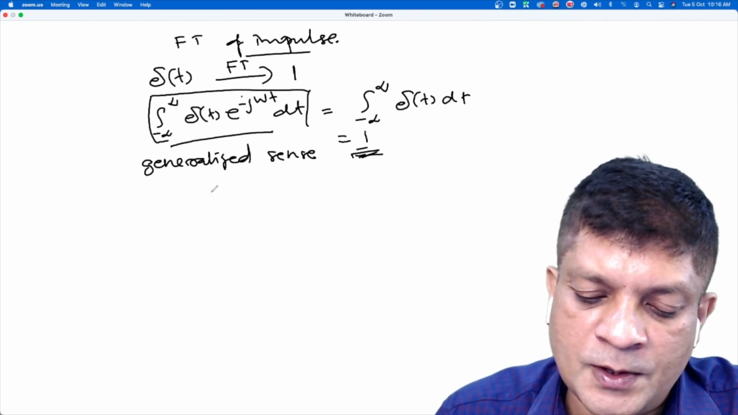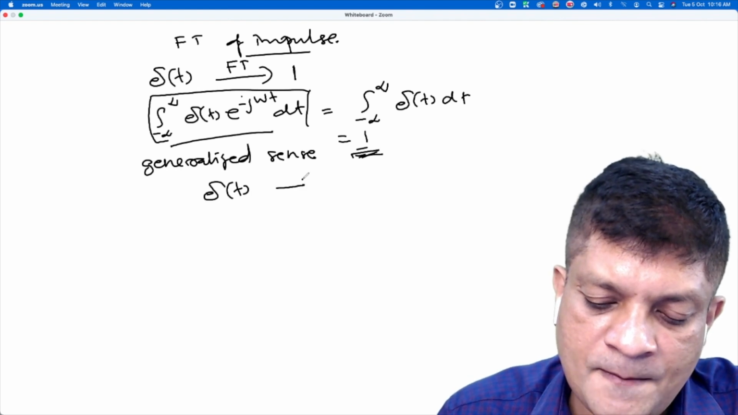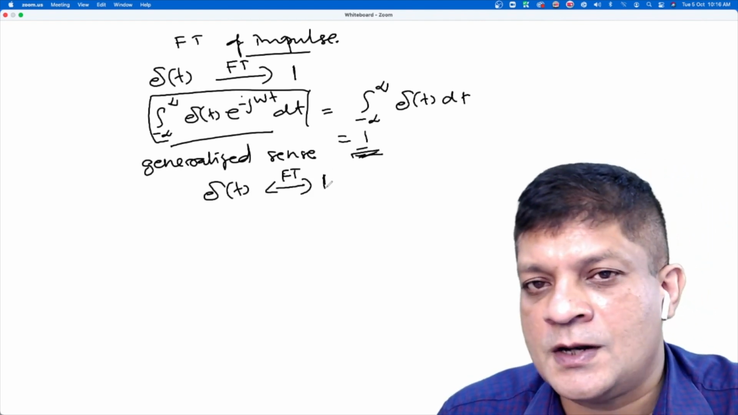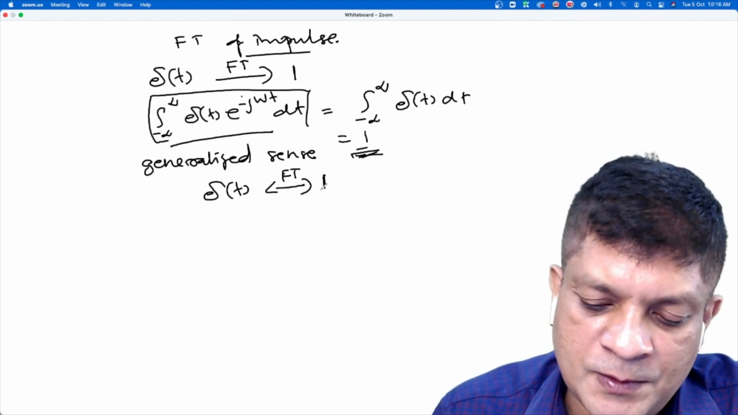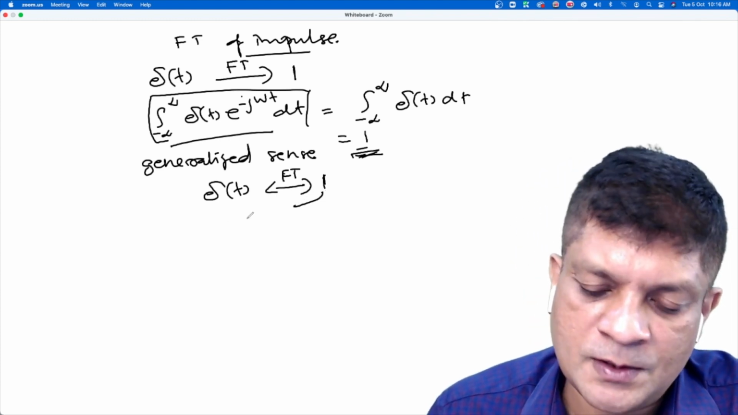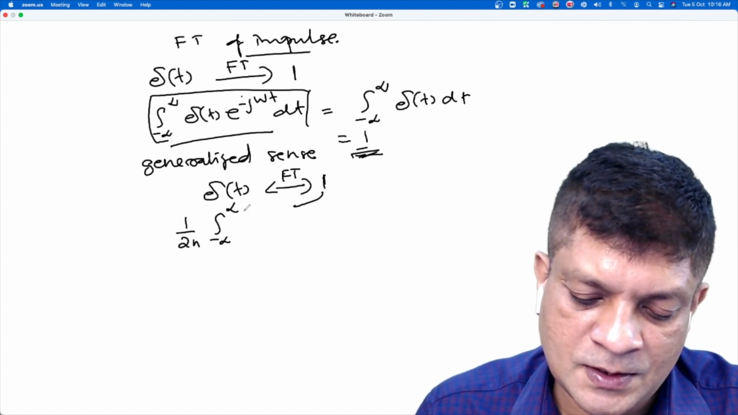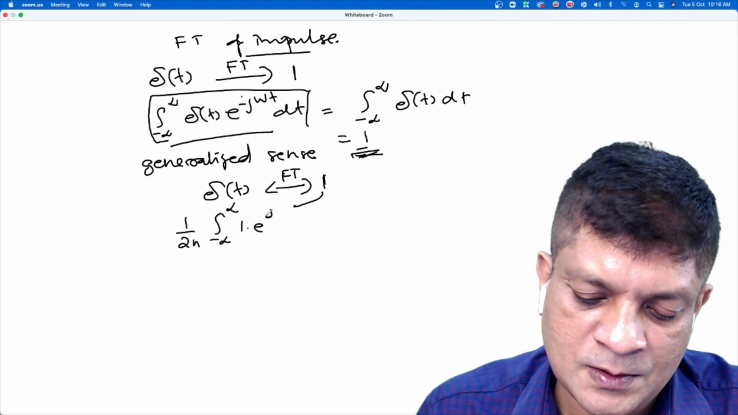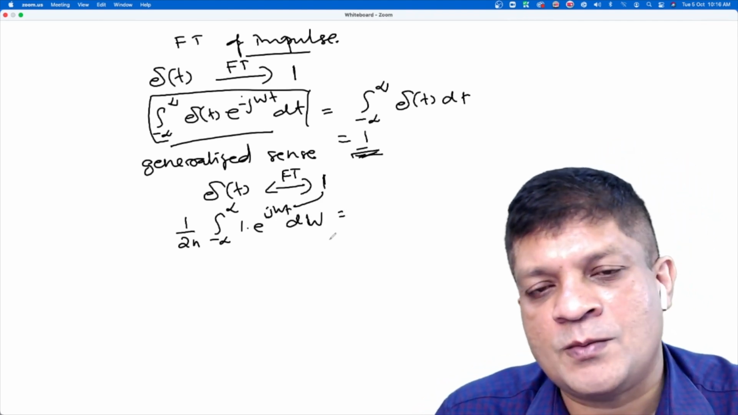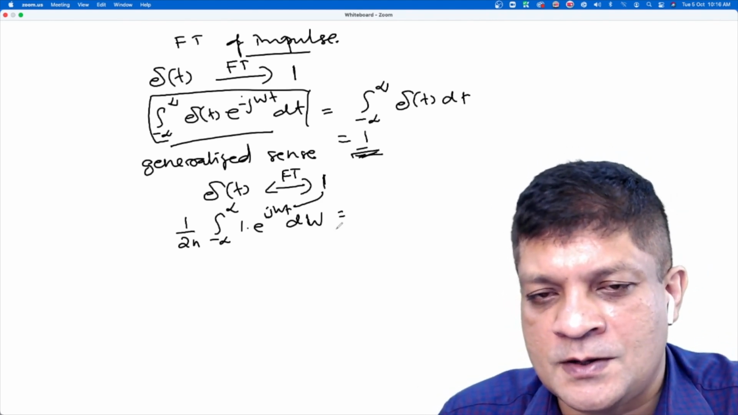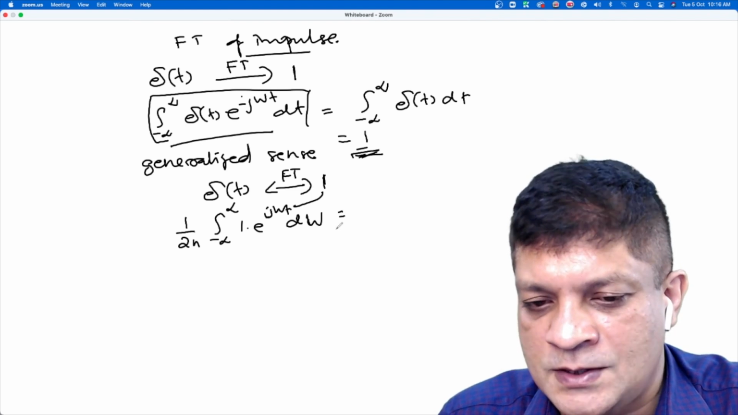Okay. This Fourier transform pair, delta t and 1, is in the generalized sense. That means if you take the inverse Fourier transform of 1, what is it? This is the inverse Fourier integral of 1 into e to the power j omega t d omega. That is not equal to delta t in the normal sense, but in some generalized sense. Anyway, I will explain what is meant by this generalized sense.